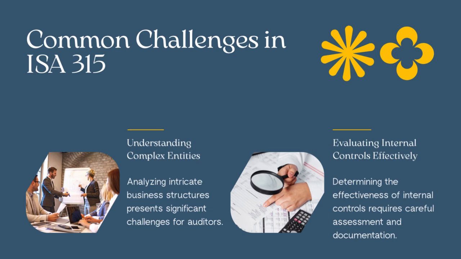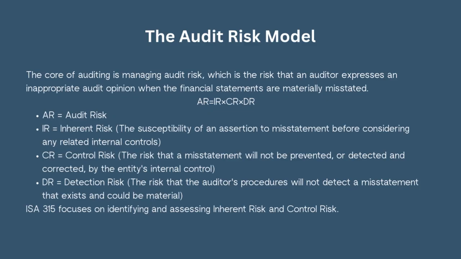And to do that, we use a simple but powerful model. AR equals IR times CR times DR. IR, or inherent risk, is the risk of a mistake happening in the first place, before we even consider internal controls. Think of a complex transaction. It has a high inherent risk of being misstated.